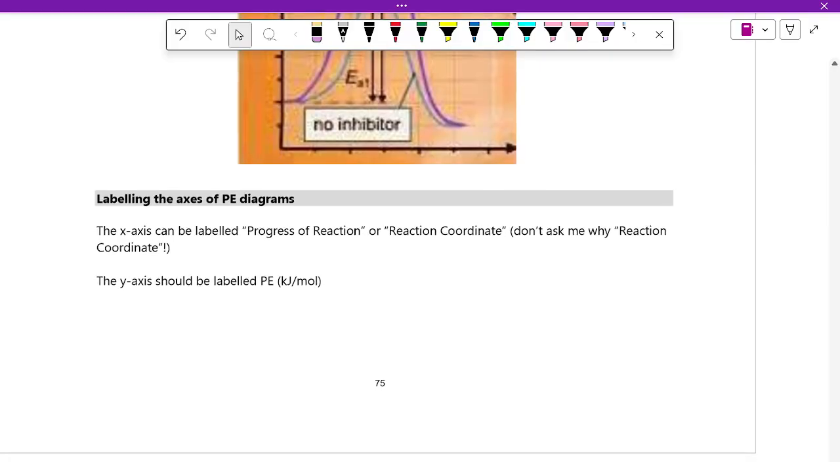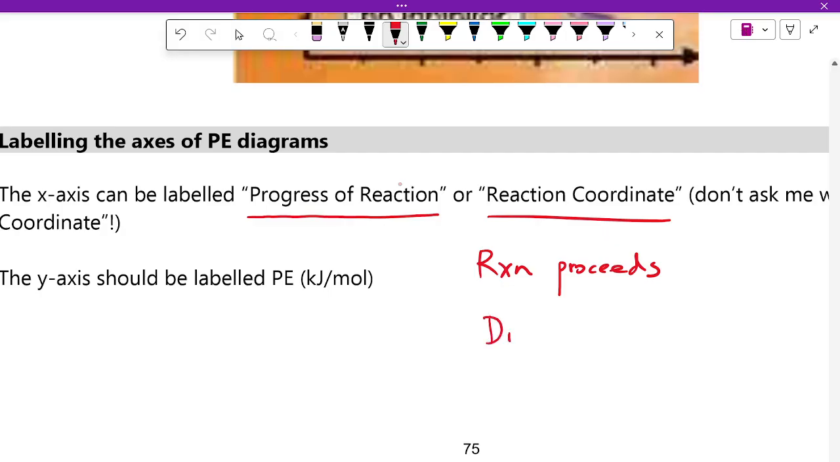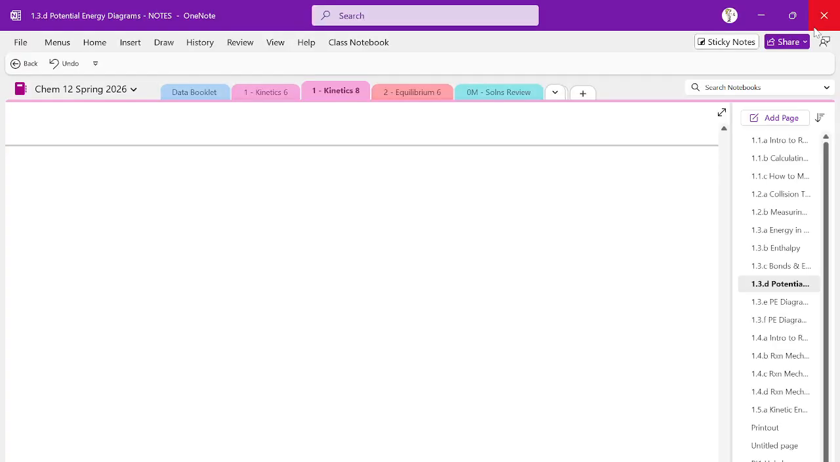Oh yeah, this is just labeling the axes. The x-axis can be labeled progress of reaction, reaction coordinate, or reaction proceeds. I don't know why reaction coordinate. Direction of reaction. Pick one, doesn't matter. Just recognize that's what they all mean. And I think that's it. We're done potential energy diagrams, I think. Yes. Okay, so we're done section 1.3.